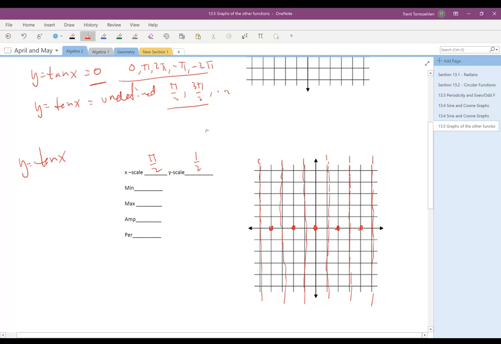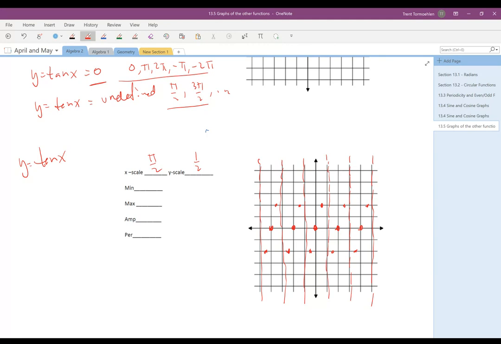And then we know at the pi over 4s, it's 1 and -1. We know that tangent is positive in the first and the third quadrant. So it's going to be 1 right there, 1 right here, right here. And then -1 in the second and fourth quadrants, which would happen so negative pi over 4 is in the fourth quadrant, that's why it's negative. Pi over 4 is in the first quadrant, that's why it's positive.